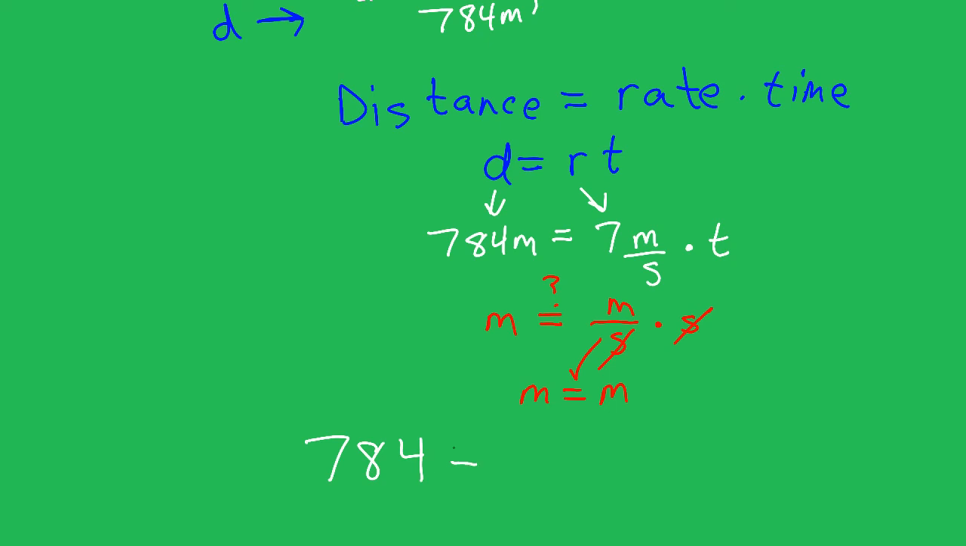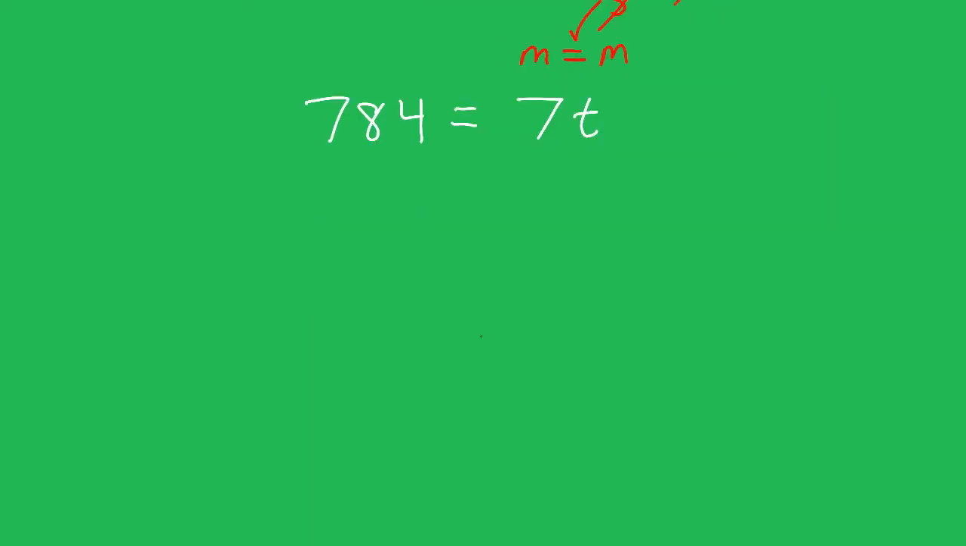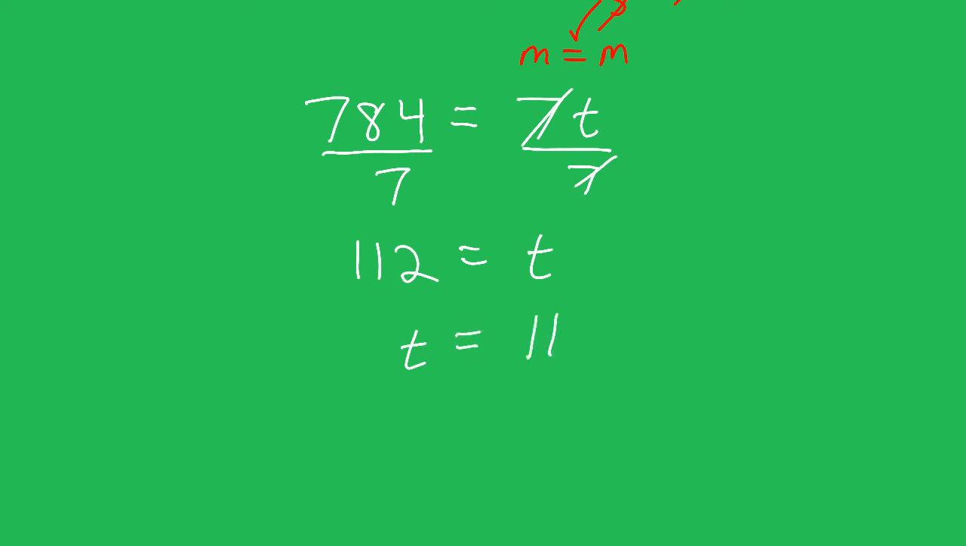So we've got 784 equals 7t. Just took away the units, and now to solve for t, we simply divide both sides by 7. So on the left side, you can use a calculator if you want, we get 112, and on the right side, the 7s cancel out, so we're left with t. And then that means our solution is t equals 112 seconds.